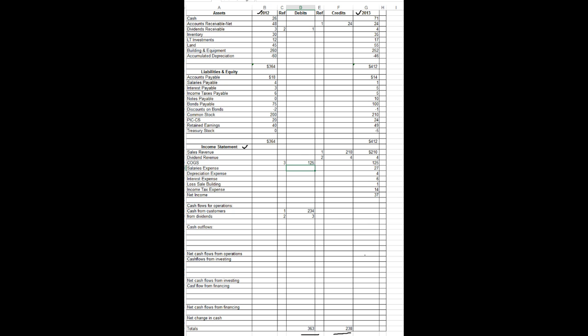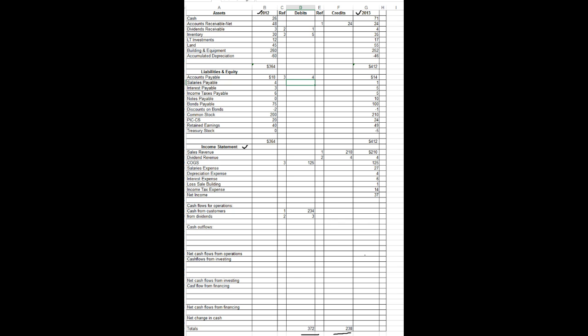Let's see what happened to inventory. Transaction number 3. What happened to inventory is it increased by 5. So I'll record a debit of 5 and show that. What happened to accounts payable? It went down by 4. It has a credit balance. Still on transaction 3, I'll show that going down by 4. 18 minus 4 is 14.